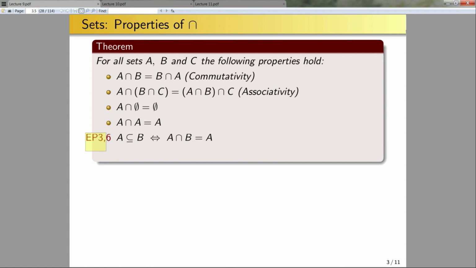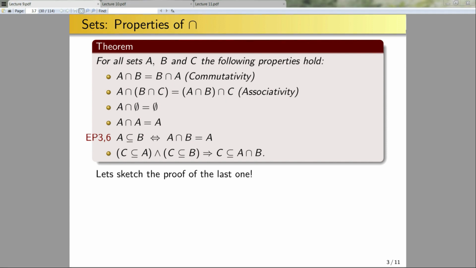And finally, we have that if C is a subset of A and C is a subset of B, then C is a subset of the intersection of A and B. So now let's sketch the proof of this last statement, just to give you another example of how to do these types of proofs. So for this case, I only have one direction of the implication to prove. So I can simply start by assuming that the left-hand side is true. So I can say, assume that C is a subset of A and C is a subset of B.